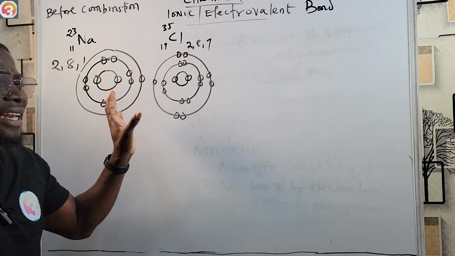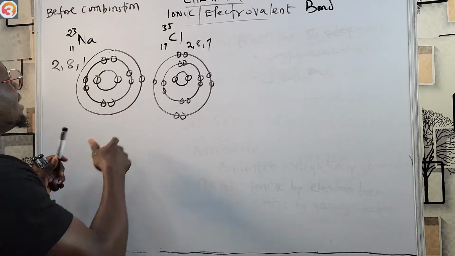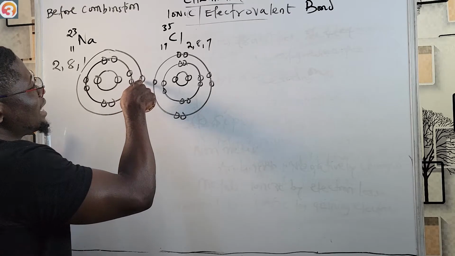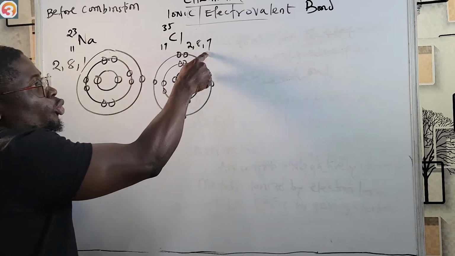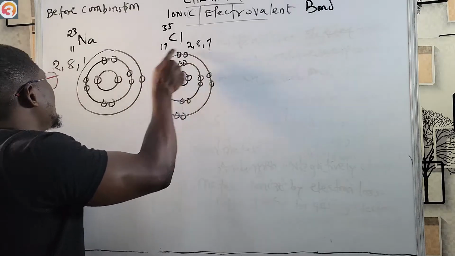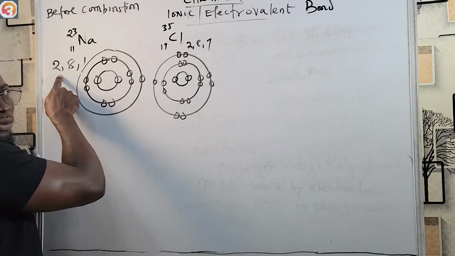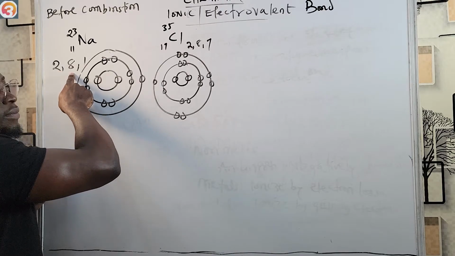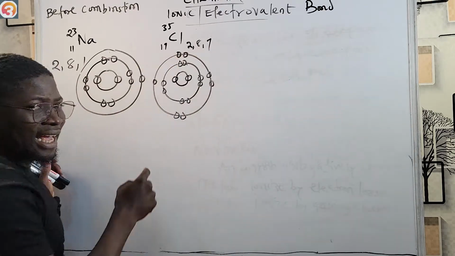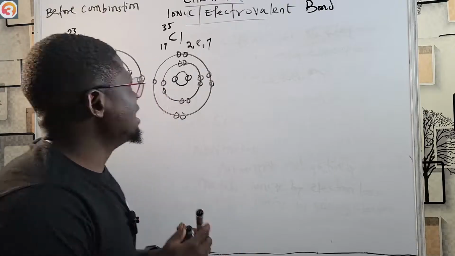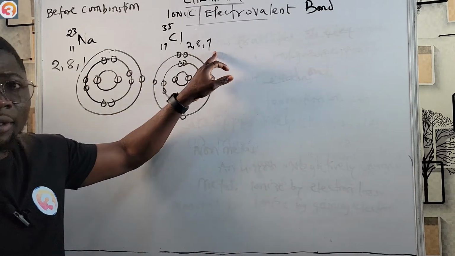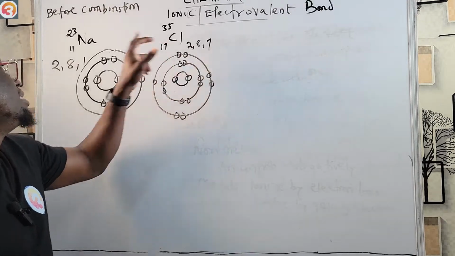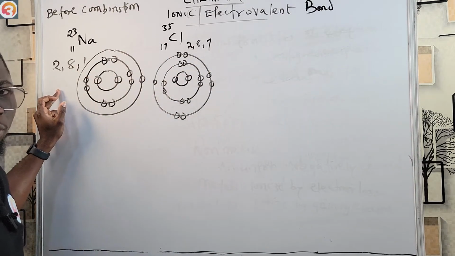So to make this very easy, you can see that this electron in this atomic shell can be transferred to this one. Sodium can transfer this one to chlorine to make this stable, and this will also be stable. So sodium will have 2, 8, while chlorine will have 2, 8, 8, and they will both be stable. It's easier for sodium to give the 1 electron to chlorine than for chlorine to give 7 electrons to sodium.